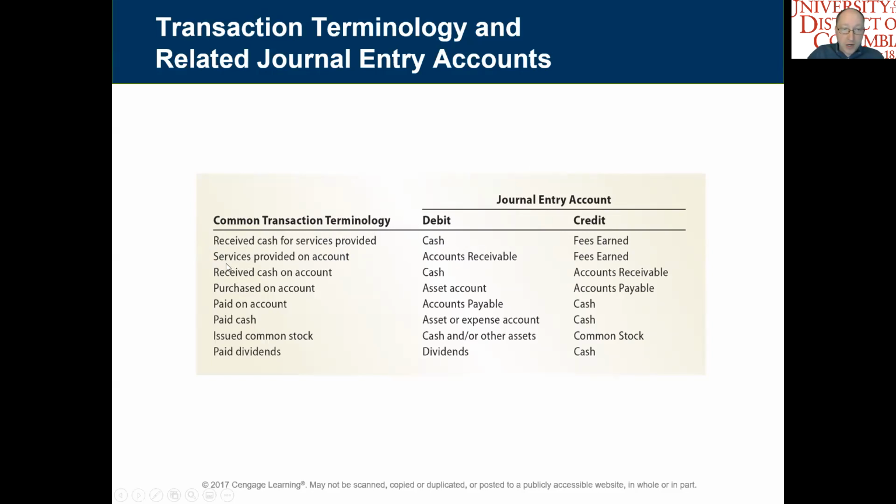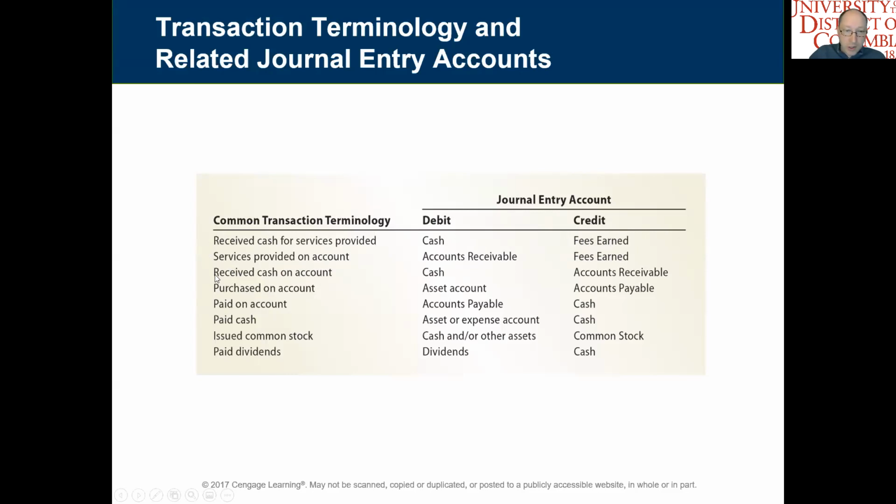In this next transaction, we provided services on account, which means we sold our services on account. We increase our accounts receivable because it's on account, which means we provided the service but have not yet been paid by our customer, right? So we increase our debit account, in this case accounts receivable. In our credit account, we increased our sales account, fees earned.